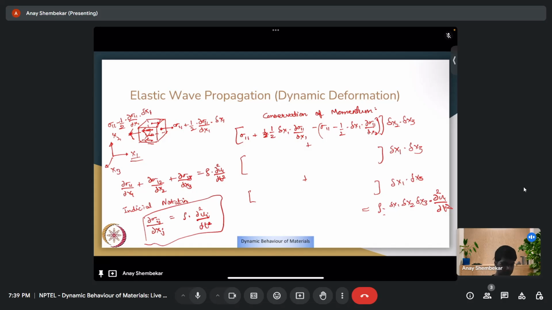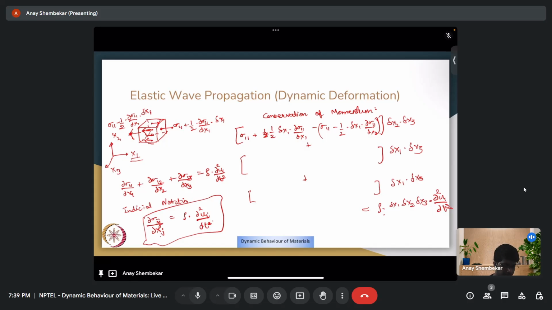So this is what we get. In indicial notation, it's important that whichever index repeats itself, either in the LHS or the RHS, repeats only twice. That index will be summed across.